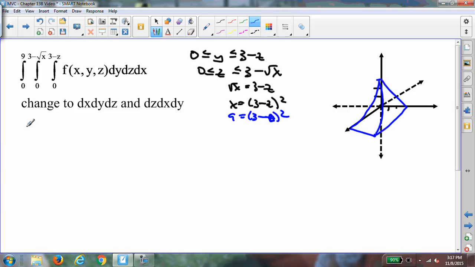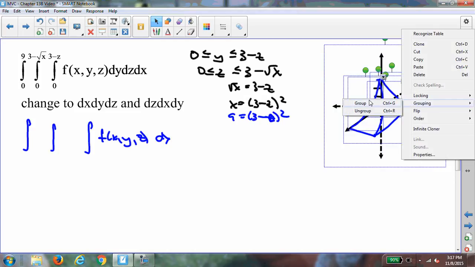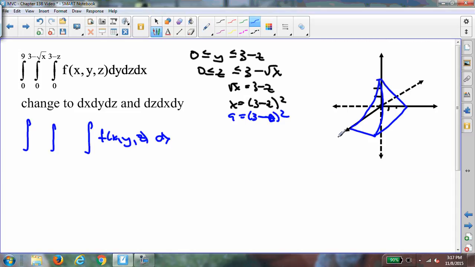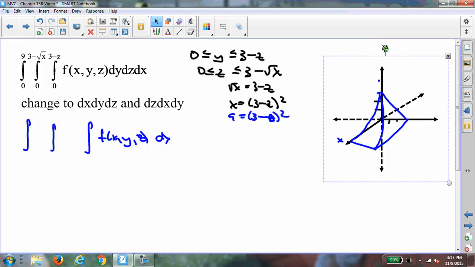Now let's start with dx, dy, dz. F of x, y, z. Okay, dx, surface to surface. So again, what I can do is group this all together. And then this is my x equation right here. So I'm going to rotate this so that x is on the top.